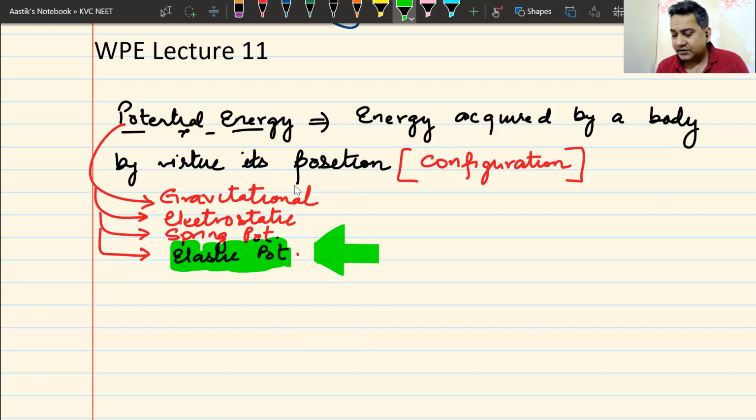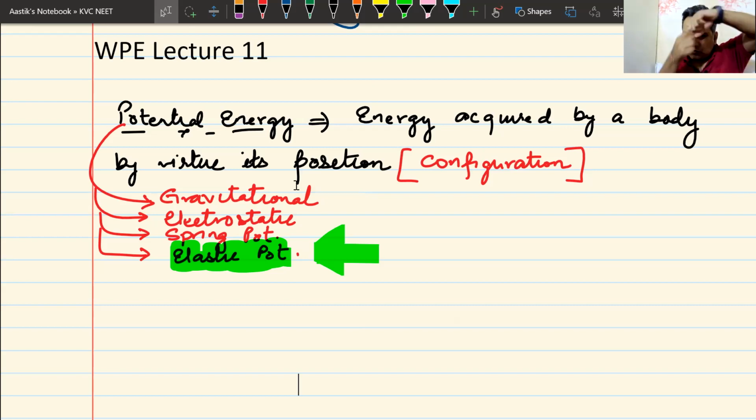Do you know about elastic potential energy? Have you heard about this term in the chapter of elasticity? I think that chapter is already covered. Yes or no, Abhiram? The chapter has been covered, elasticity. Yes or no? Anyone in the class? Okay, so it has been covered. So you must be knowing about this energy.